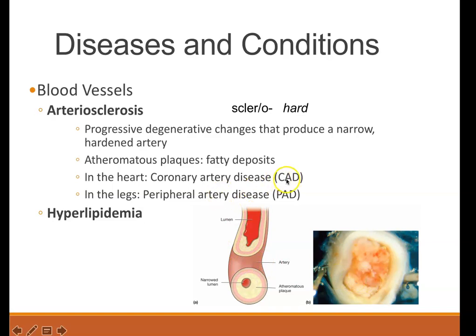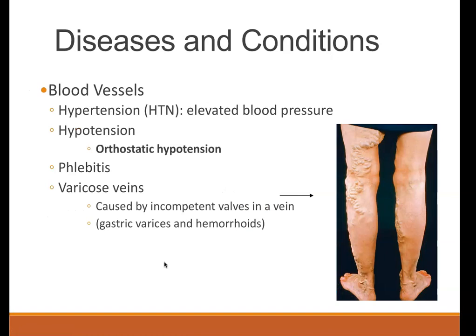So coronary artery disease is when you have a buildup of fatty plaques in the coronary arteries. If it's in the legs, it's called peripheral artery disease. One of the signs or risk factors for atherosclerosis is hyperlipidemia, a condition of the blood that has an excessive amount of lipids. The more cholesterol that's flowing through the blood, the more likely it is to deposit on the artery walls and cause these plaques and these buildups. Some other blood vessel conditions.